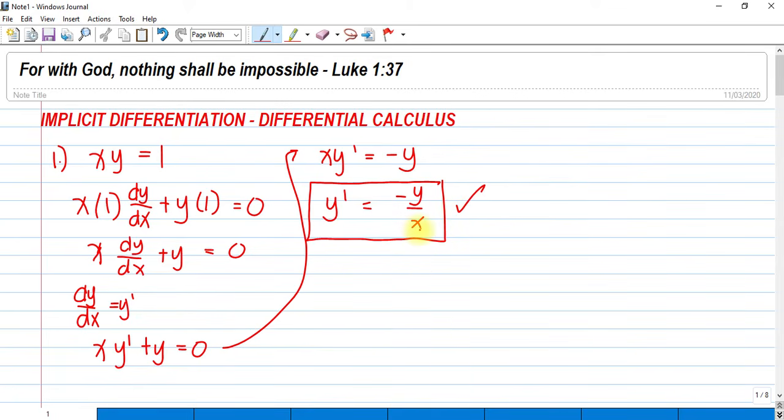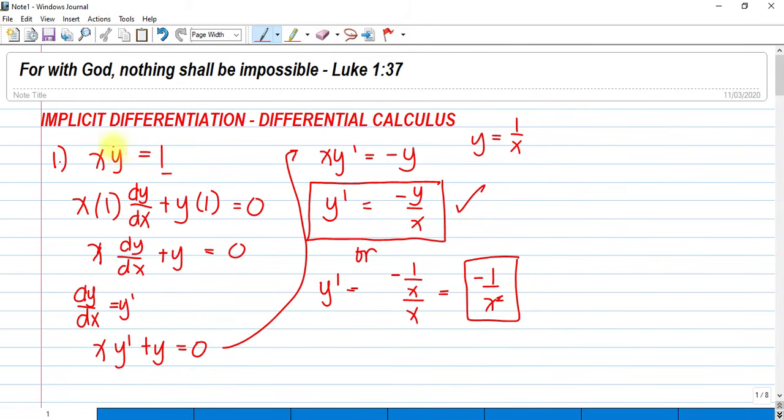Just to check if we got the correct answer, we can simplify further in terms of y. From our equation, we have y is equal to 1 over x. So if we replace y by 1 over x coming from the original equation, we have y prime is equal to negative 1 over x, and that results to negative 1 over x squared.